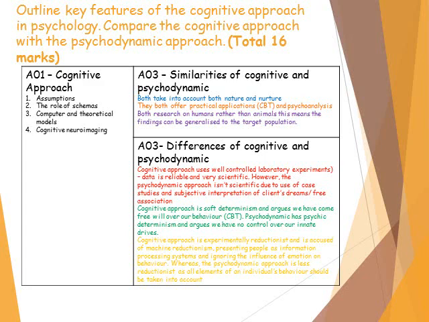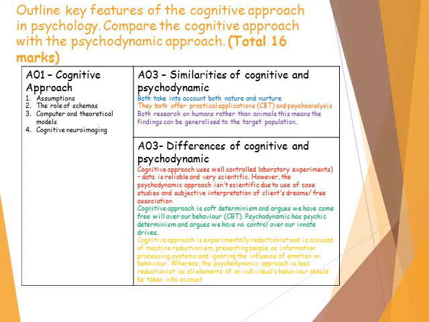And also, cognitive approach experimentally reductionist, so machine reductionism, information processing models, whereas psychodynamic approach is less reductionist, it believes that all elements of an individual should be taken into account when studying human behaviour.